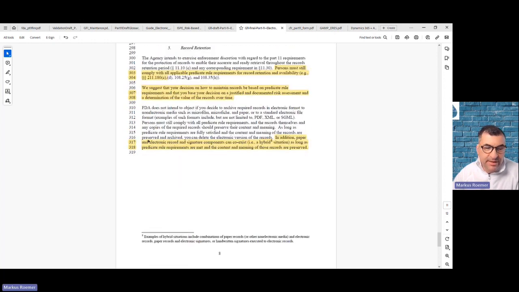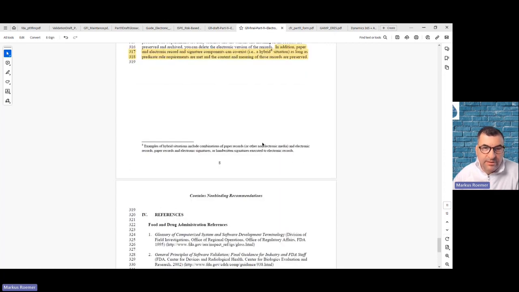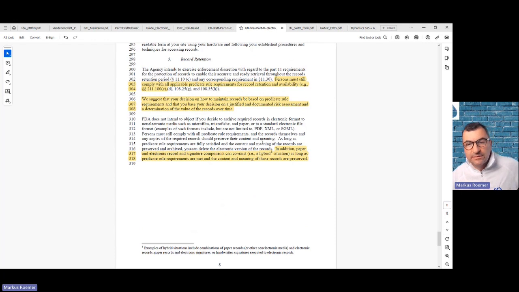211.180, master batch records, batch production records, and so on, for sure. In addition, paper and electronic record and signature components can coexist. So in the European Annex 11, it's also called hybrid solutions, for example. You must meet the requirements for sure. But so this is what happened in the history of 2003.